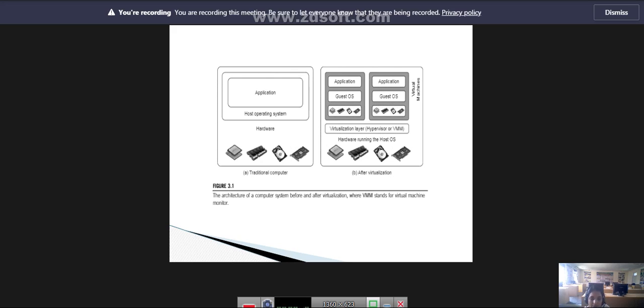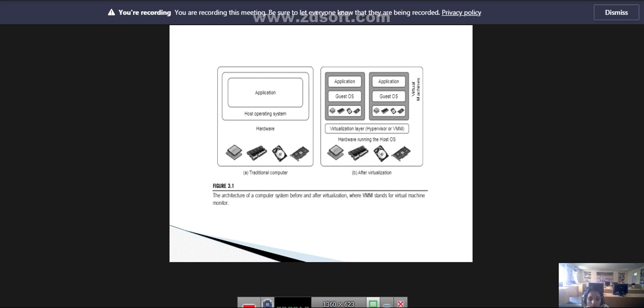So how does the traditional computer work? The traditional computer runs with a host operating system, especially tailored for its hardware architecture. This layer is the hardware. In this hardware, we have different resources like devices, drives, and storage. These are the different resources available in the hardware architecture.